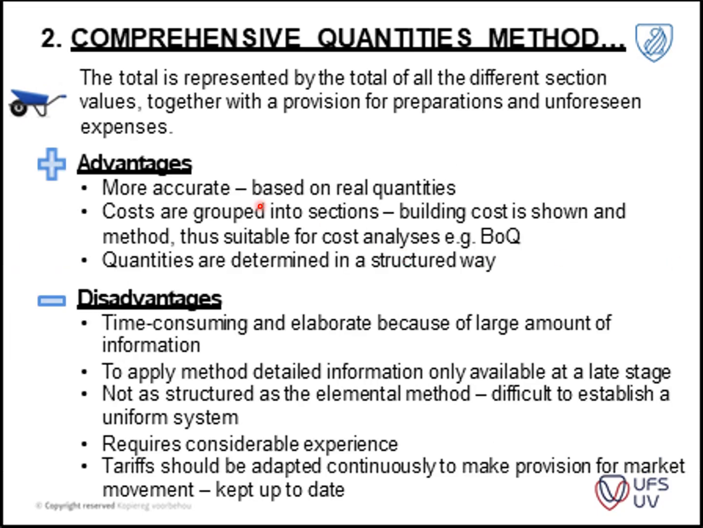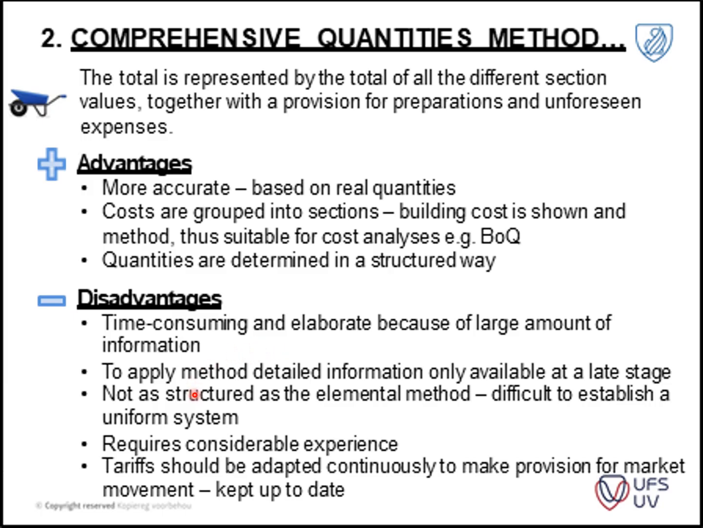Okay, so the total is represented by the total of all the different sections and values together, with the provision of preparations for unforeseen expenses. So the advantages: it's more accurate based on real quantities. The costs are grouped into sections. Building costs are shown as a method, thus suitable for cost analysis, for instance, for your BOQ. Quantities are determined in a structured way, and then the disadvantage is obviously the time.